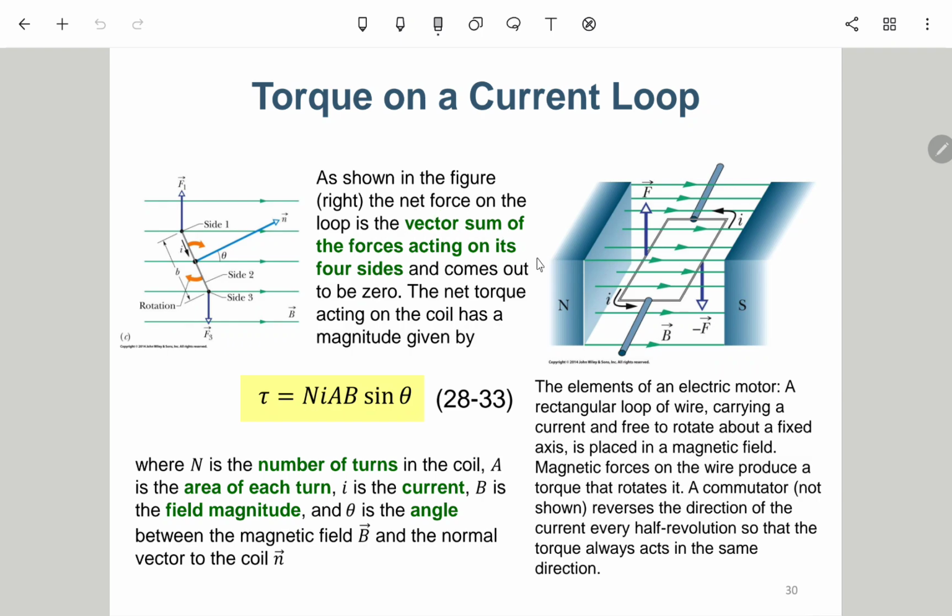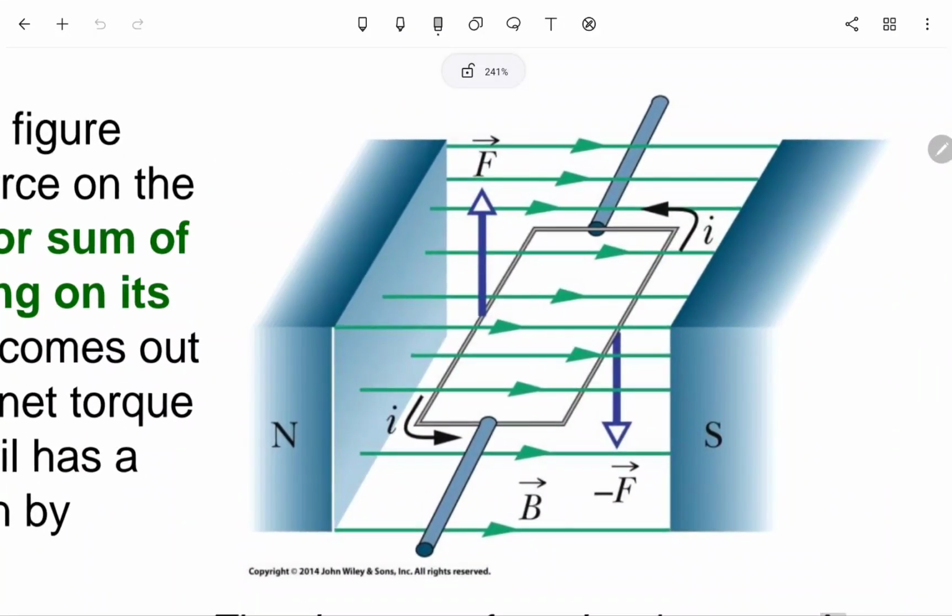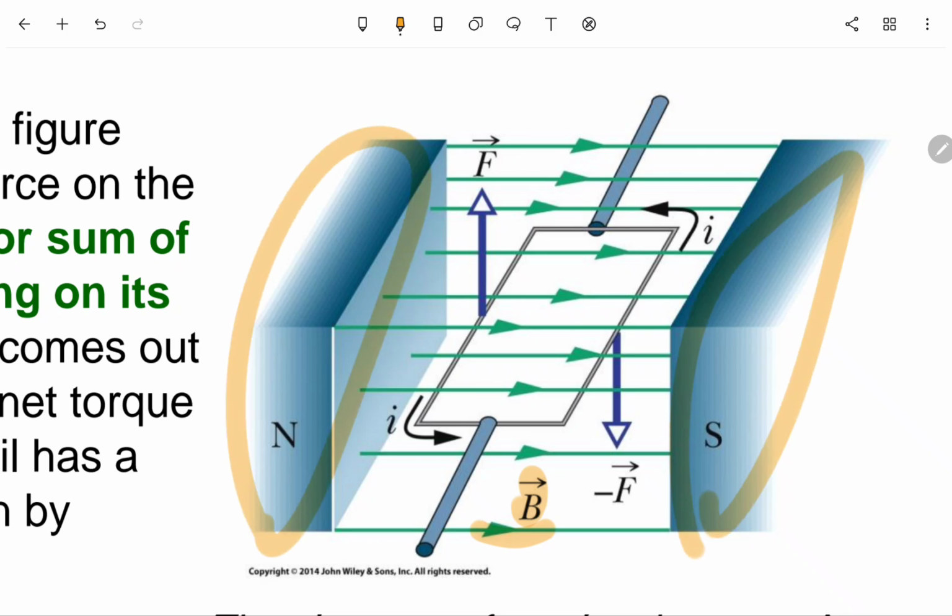So here it says, as shown in the figure, the net force on the loop is the vector sum of the forces acting on its four sides and comes out to be zero. The net torque acting on the coil has a magnitude given by this one. So here, we try to generate a uniform B field, as indicated by these green arrows, by these two big magnet bars. It will roughly generate a B field in between, something like the field of a capacitor.